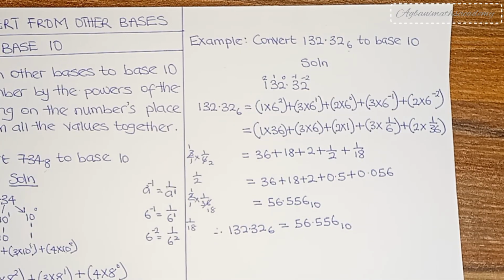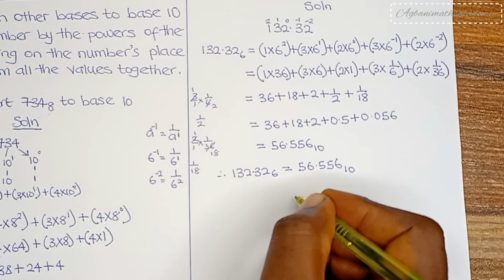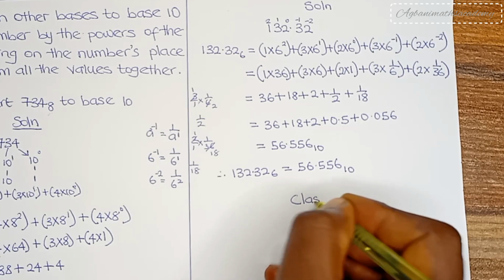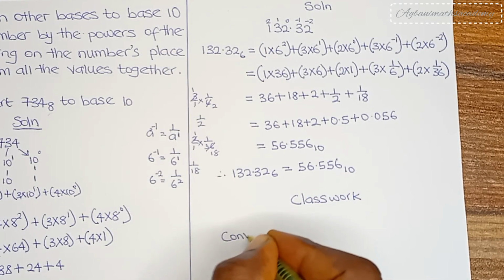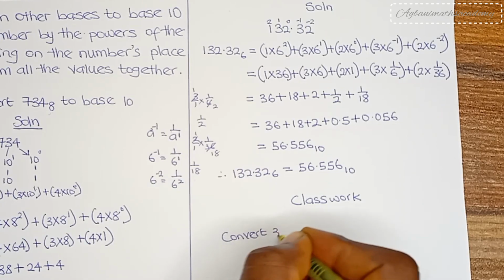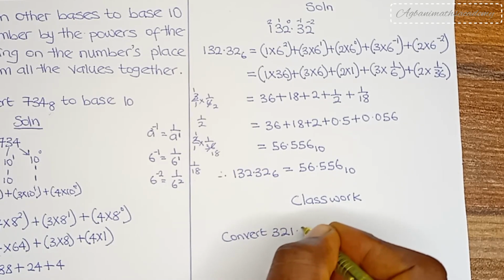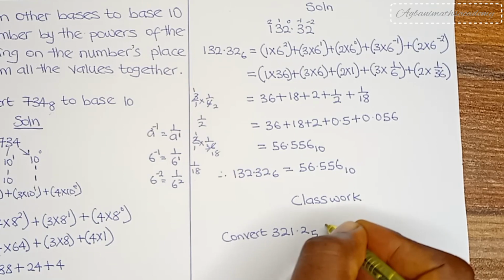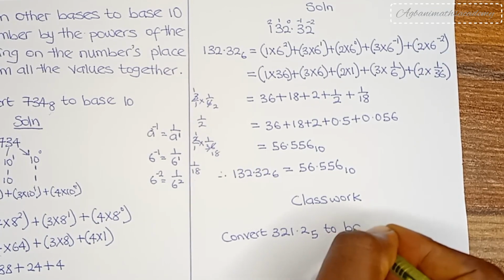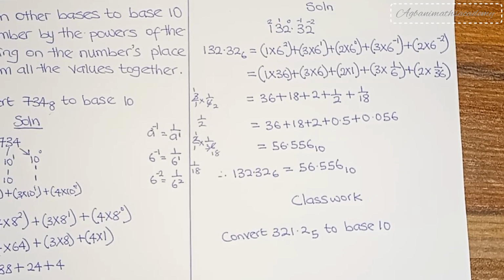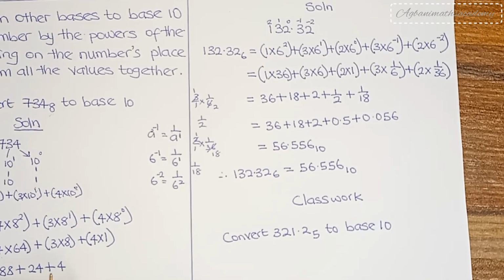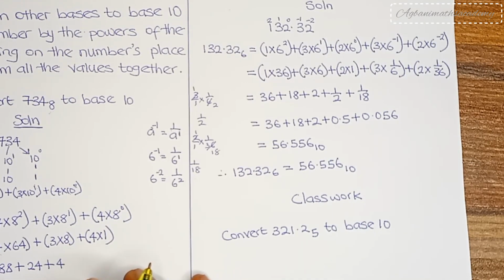So I'd like you to solve this simple classwork and leave your answer in the comment section. Convert 321.2 base 5 to base 10. Okay. So we're expected to convert 321.2 base 5 to base 10. I'd like to see your answer to this question in the comment section.